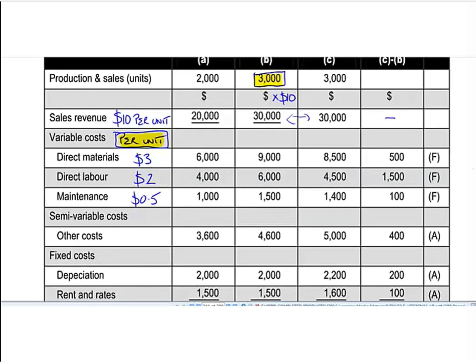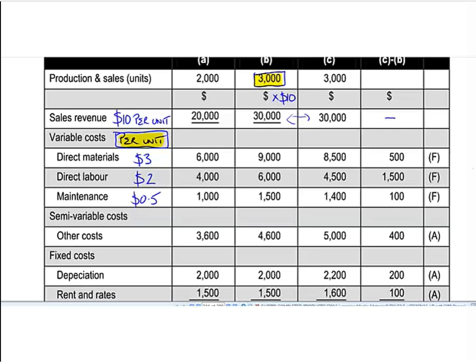Okay, if we look now at variable costs, obviously the variable costs, we would expect them to change as the number of units change. So if you look, we can see that we can calculate the per unit variable cost for direct materials, direct labour and maintenance. So based on the original budget of 2,000 units, we had direct materials of 6,000, therefore working out that we would have a direct material cost per unit of $3.